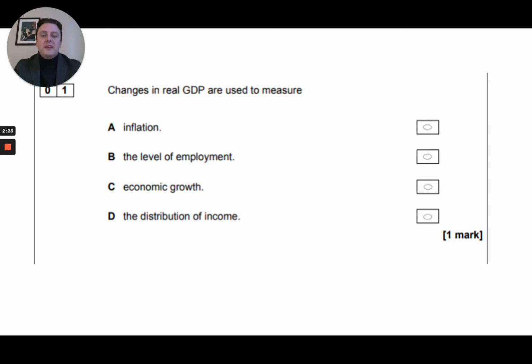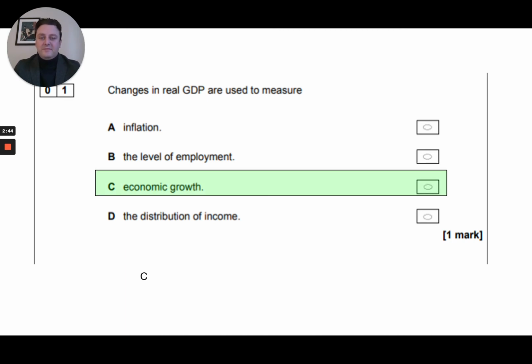Changes in real GDP are used to measure, is it A, inflation, B, the level of unemployment, C, economic growth, or D, the distribution of income? C, economic growth.